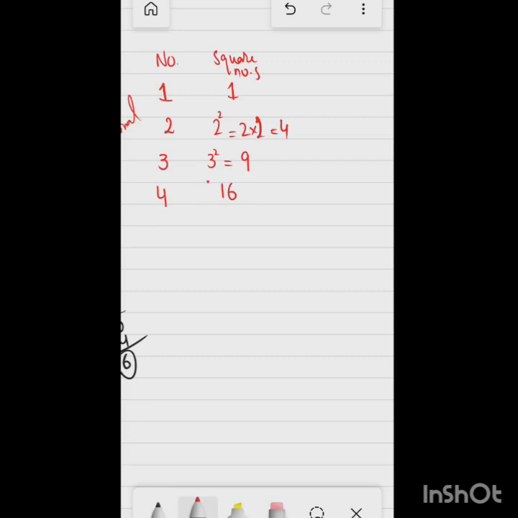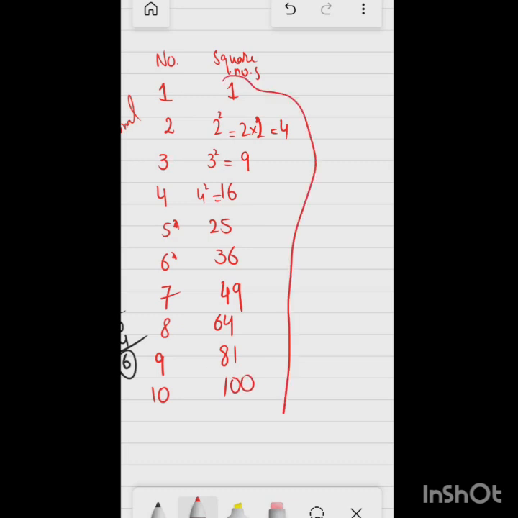4 square is 16. So 5 square would be 25. 6 square would be 36. 7 square would be 49. 8 square is 64. 9 square is 81. And 10 square is 100. So Zainab, just look at this. In the first 100 numbers, how many square numbers are there? 10 only.